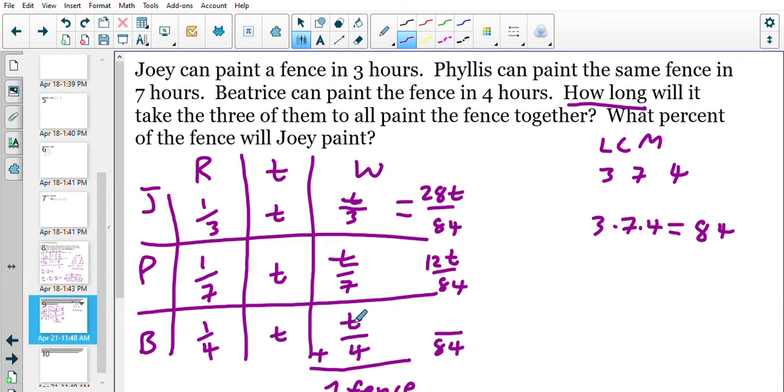And then for Beatrice, T over 4. So she's already got the 4. She needs a 3 and a 7, which is 21 T over 84. 21 over 84 reduces to 1/4.